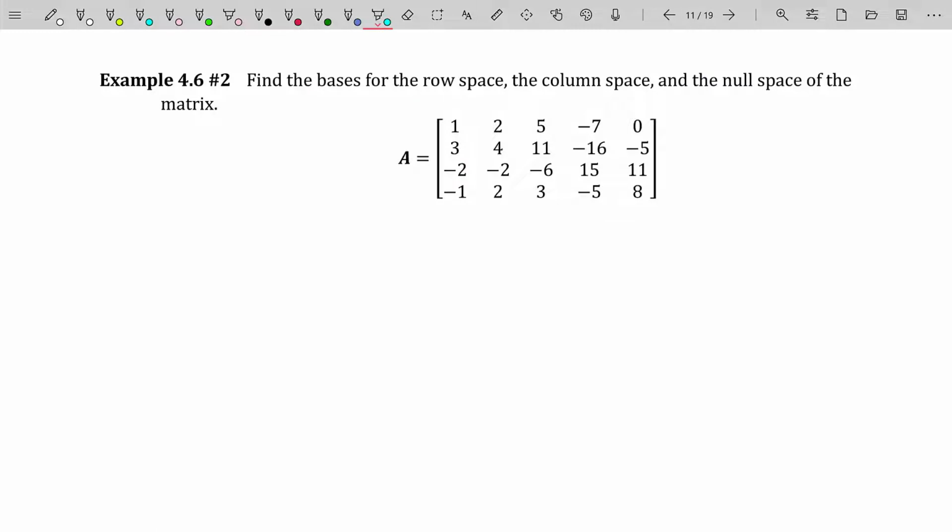Let's put this to practice here. Find the bases for the row space, the column space, and the null space of this given matrix. I kind of did this in a previous example, but I'll go ahead and do it again here.